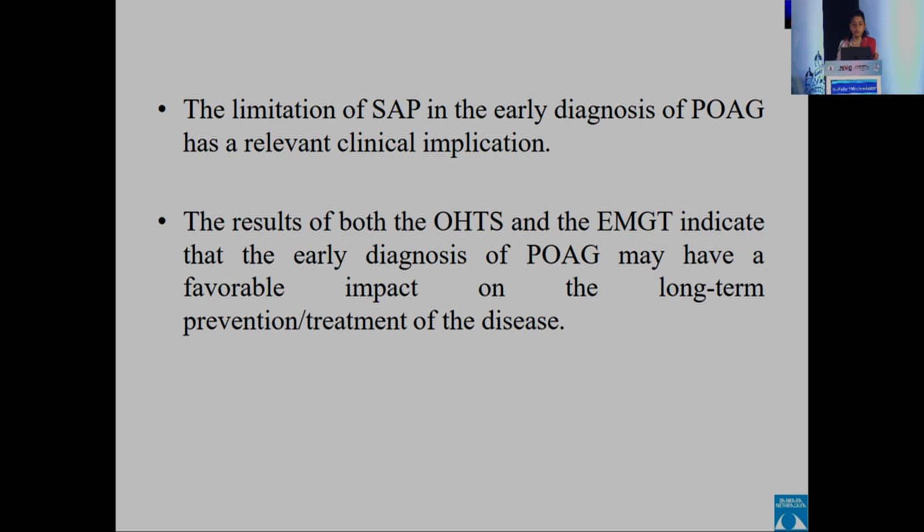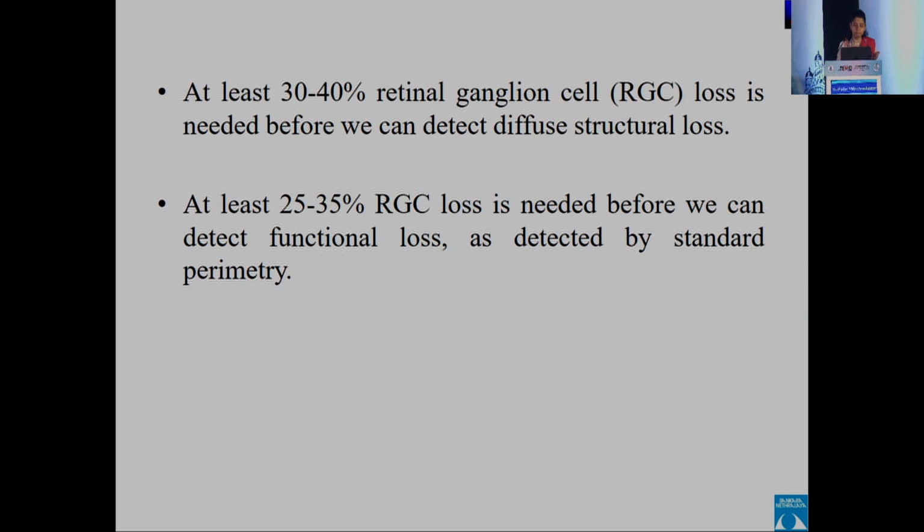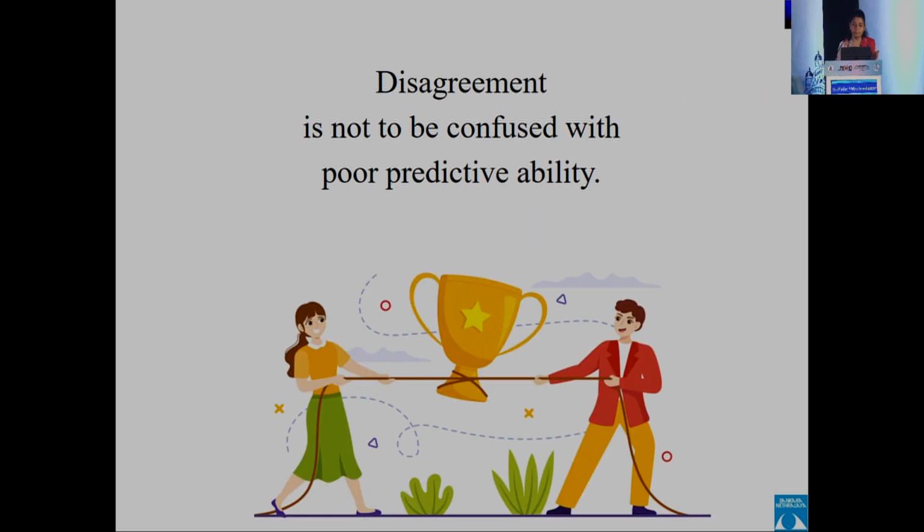The limitation of automated perimetry in the early diagnosis of POAG has definitely a clinical significance, because both results of OHTS and EMGT indicated that early diagnosis has a good prognosis. But in case of SAP, it is not the case. At least 25 to 35% RGC loss is needed before we can detect functional loss in the standard perimetry.